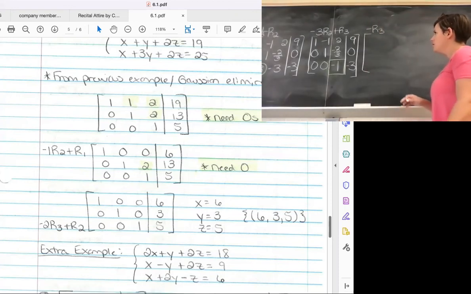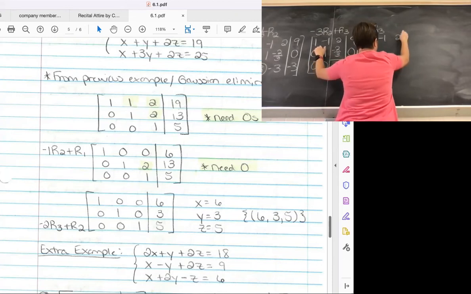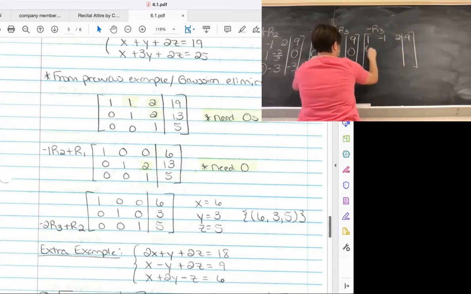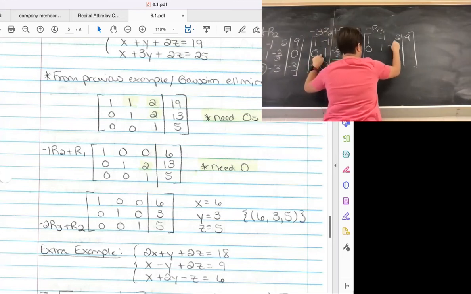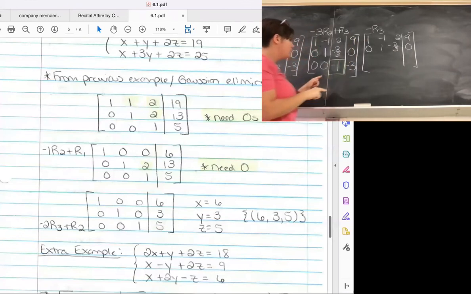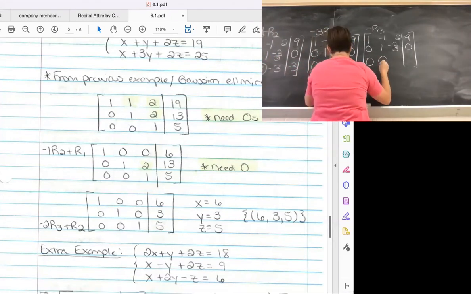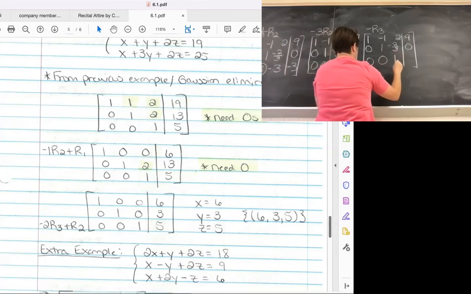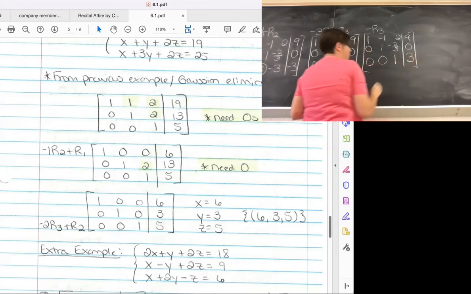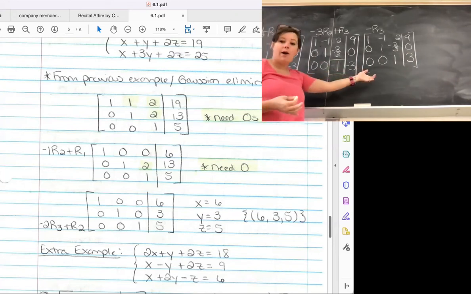Okay. So rows 1 and 2 do not change. Two-thirds, 0. Now I'm taking negative times row 3. Well, negative times 0 is 0. Negative times 0 is 0. Negative times negative 1 is positive 1. And negative times negative 3 will give me a positive 3. Now we have row echelon form.